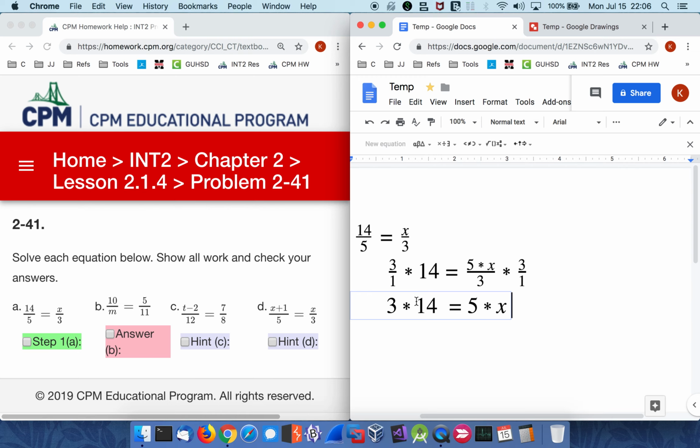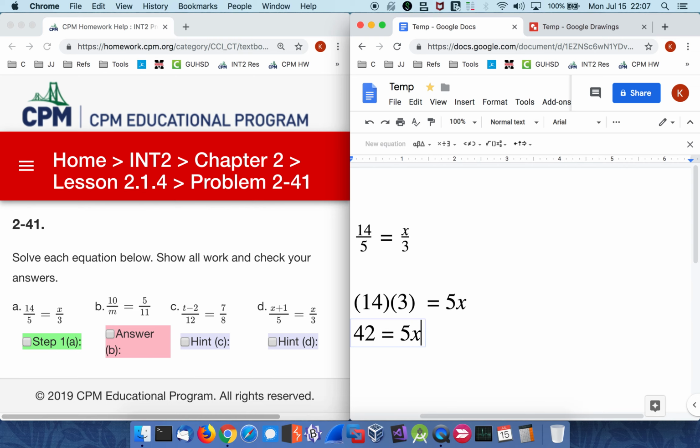So if you did the shortcut and you just said 14 times 3 equals 5x, this is where you'd end up. So let's go ahead and just start with that one, and then we'll go ahead and solve it. So I'll move this over. So 14 times 3 is, let's see, that's 2, 1, so what, 42? Okay, equals 5x.